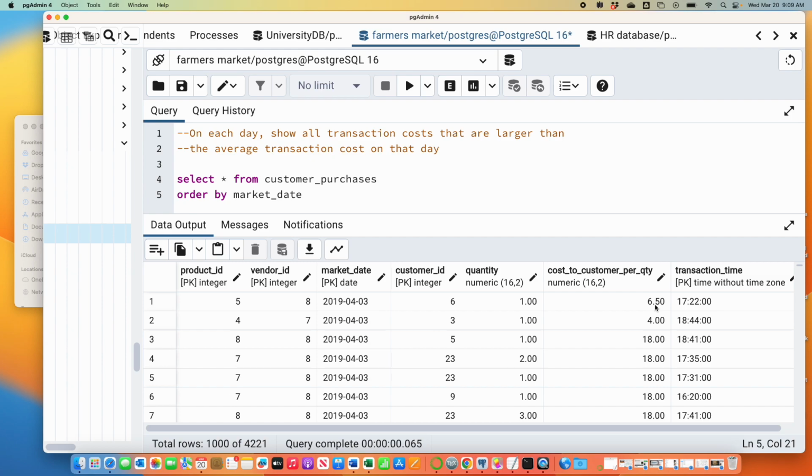You could ask, how does that $6.50 compare to the average cost of a transaction on April 3rd? Everybody see that? Is this $6.50 times 1 small or big, or about average on April 3rd, 2019? The next person did 1 pound at $4 a pound, so you could ask how that $4 compares to the average, and so on. This person down here bought 2 pounds of something at $18 a pound, so they spent 36 bucks. How does that compare to the average? That's what I want to think about. Is that question clear?